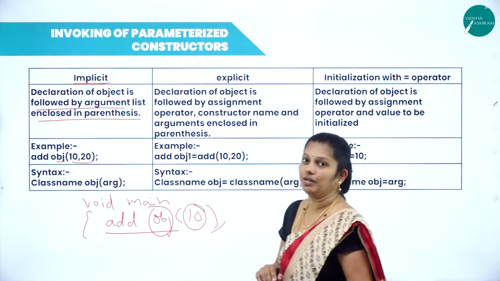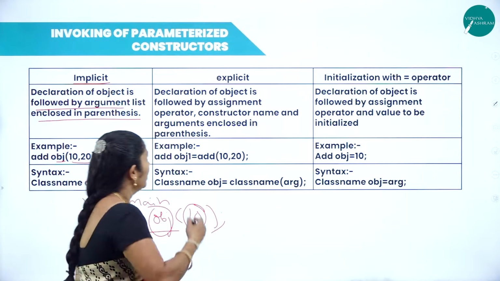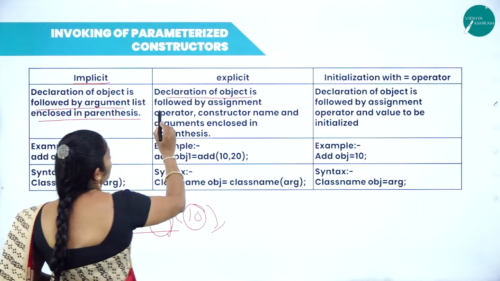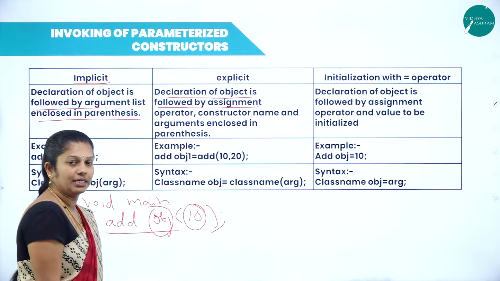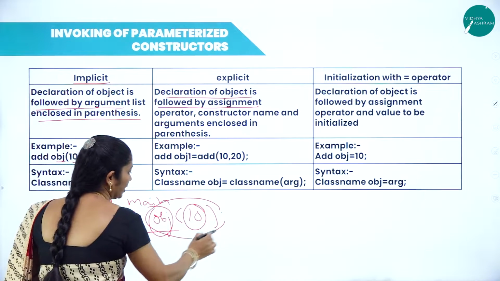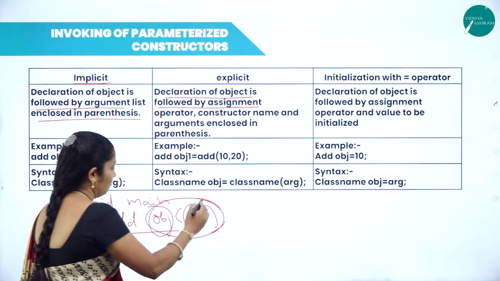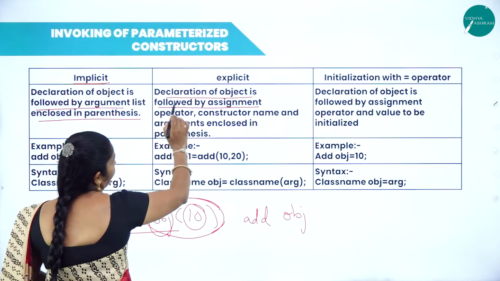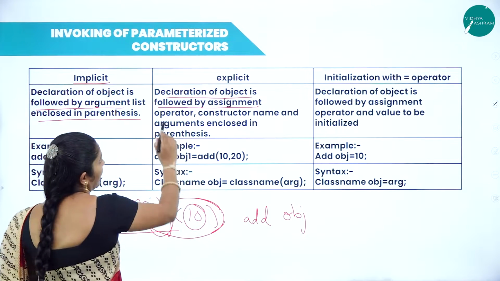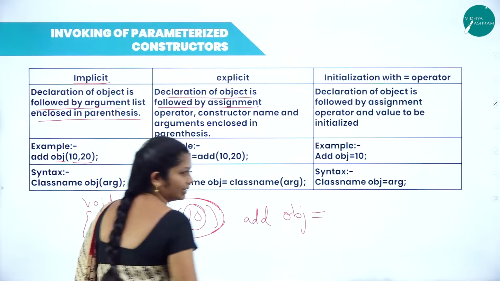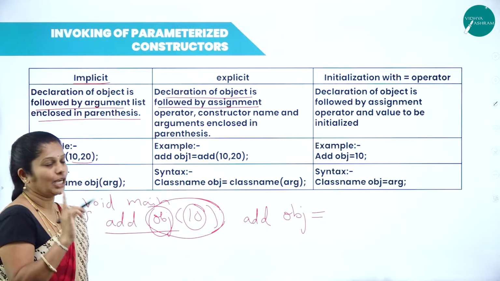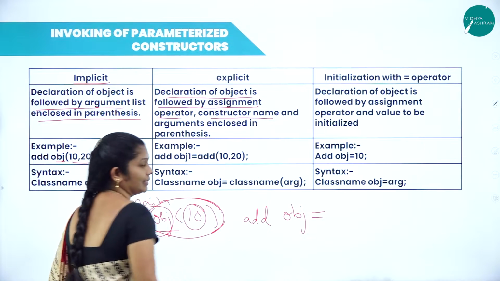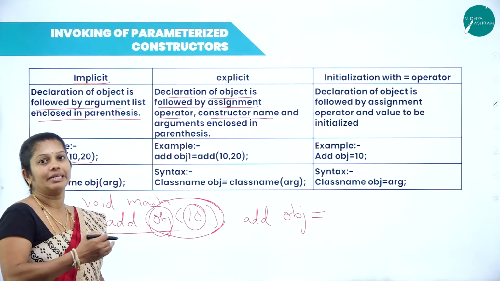But when they come on explicit call, the declaration of object, that means creation of object, is followed by assignment operator. That means here you don't write the arguments directly. For example, Add is the class name, then object. The declaration of object is done here, followed by assignment operator. Assignment operator is nothing but the equal symbol, followed by the constructor name. Here the constructor name is nothing but the class name.